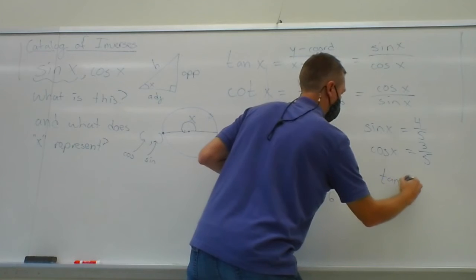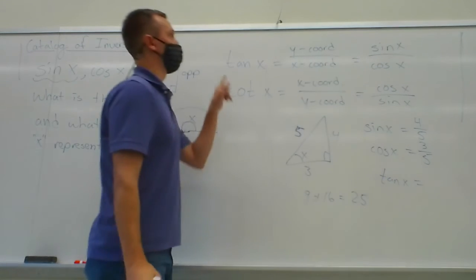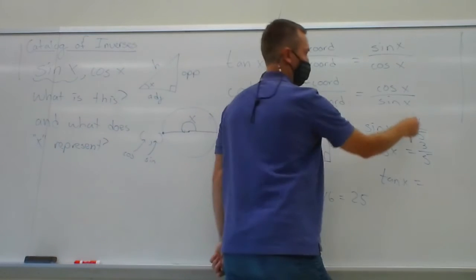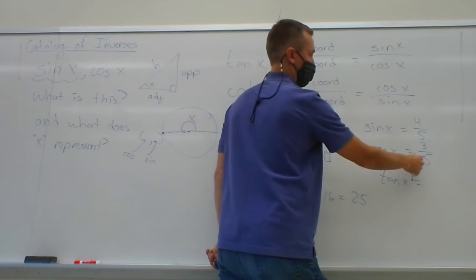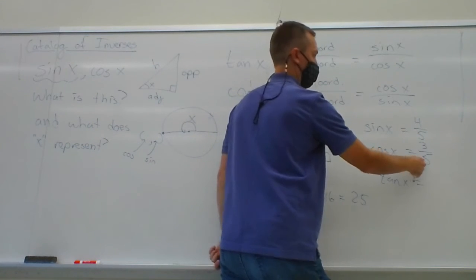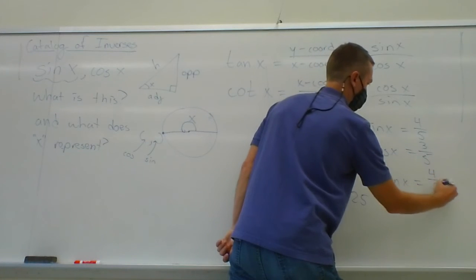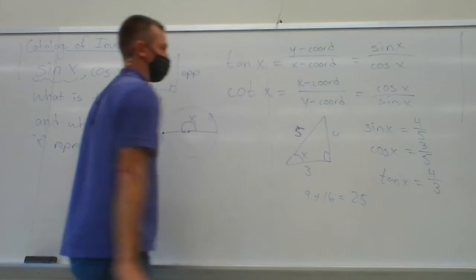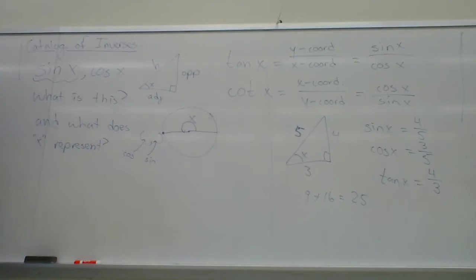Tangent is equal to sine divided by cosine. So if we write that out, it's 4/5 divided by 3/5, which would cancel out to 4 over 3, giving us just the opposite side divided by the adjacent side. Of course, in right triangle trig definitions.